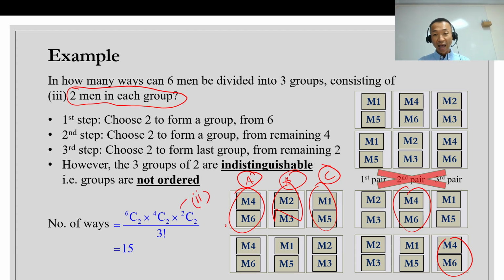But I have counted 6 times more. You know what I mean? I've counted the number of cases 6 times more. So I divide by 3 factorial. I divide by 6 here. I write 3 factorial because it is very clear it is ordered ABC. So I divide by 6. I get 15.